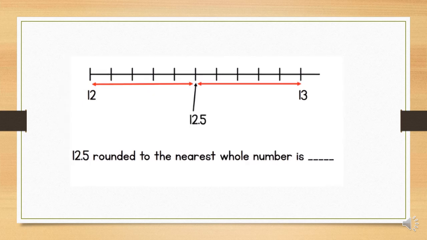Now this one gets a little bit trickier, because if we looked at 12.5, it's exactly in the middle. So when we're rounding 12.5, we always round up. We don't round down, we round up. So 12.5 to the nearest whole number is 13. Very similar to when we were rounding a whole number like 45, we know we would round it up to 50. So we always round up when it ends in a 5.